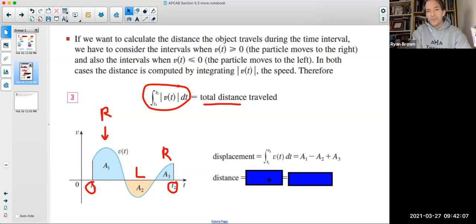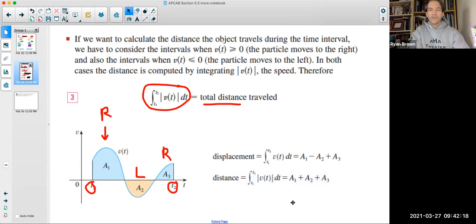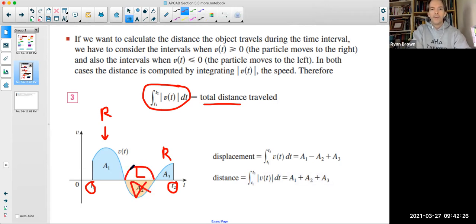But for distance, we're going to do the absolute value, which means any velocity that's negative, we have to make it positive. So imagine that this area 2 that you have here in the middle is actually flipped up here. If we take it away from here and make it positive, now A1 plus A2 plus A3, that's your actual distance.